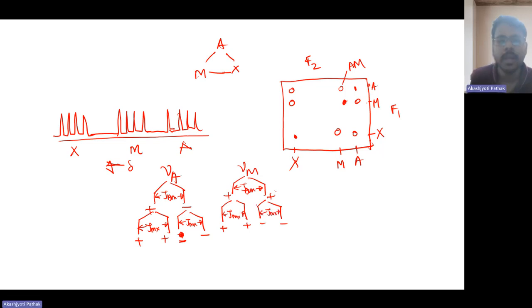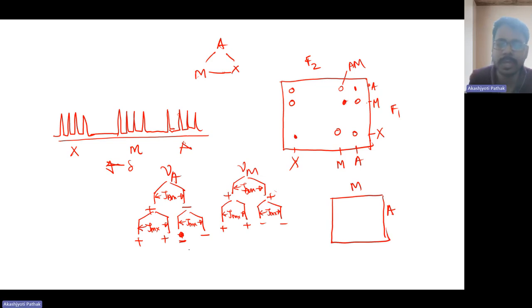A doublet of a doublet. Now, for this peak, you are considering this peak. So you plot A on the F2 axis and M on the F1 axis. Sorry, for this peak, A is on the F1 axis and M is on the F2 axis.